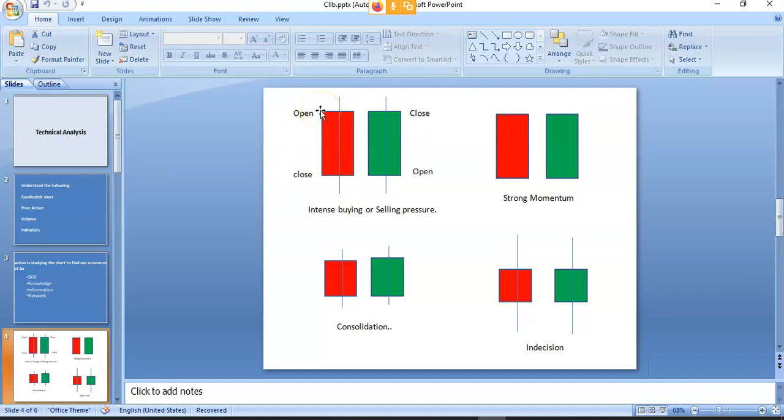If at the end of 1 hour the bears took control of the market, then it will end, and another one will open. That one will keep moving back and forth till 1 hour is over and it ends.